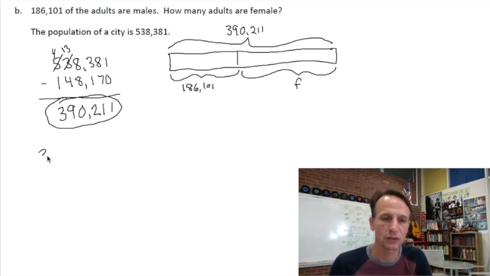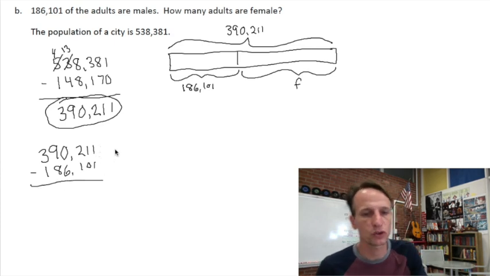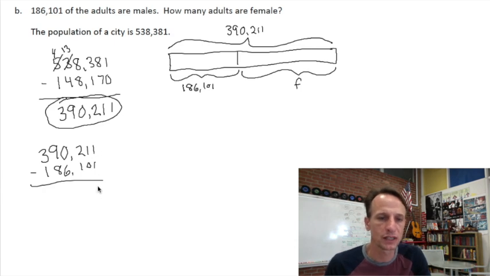We will take the 390,211 adults and subtract from it the portion that is male, 186,101, and that will give us the number of females. So let's do that. 1 minus 1 leaves 0. 1 minus 0, 1. 2 minus 1, yep, leaves 1.